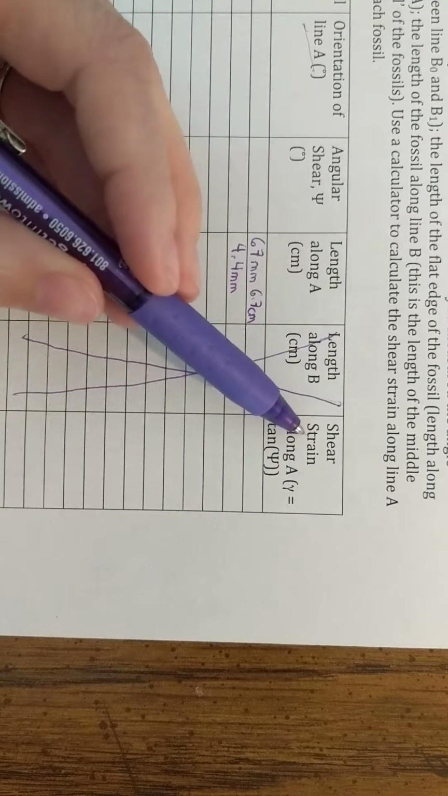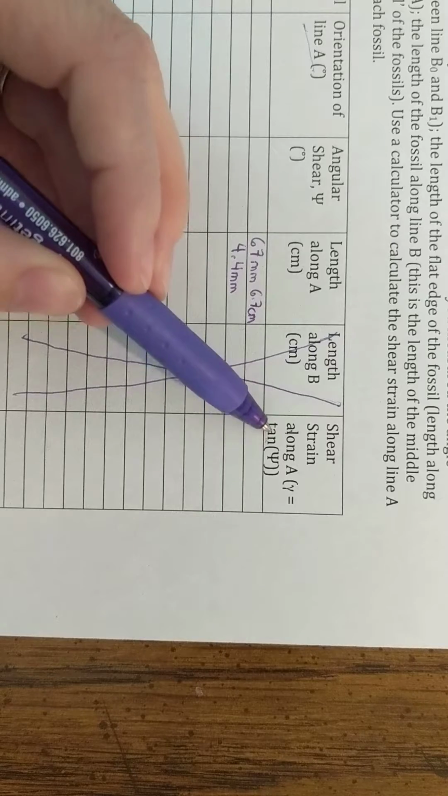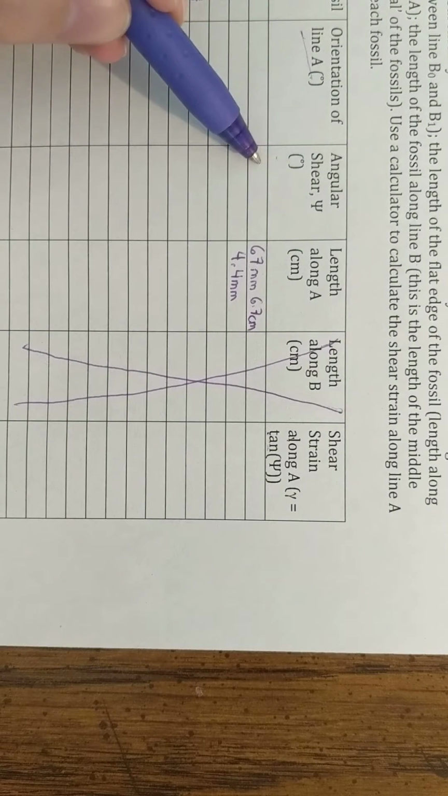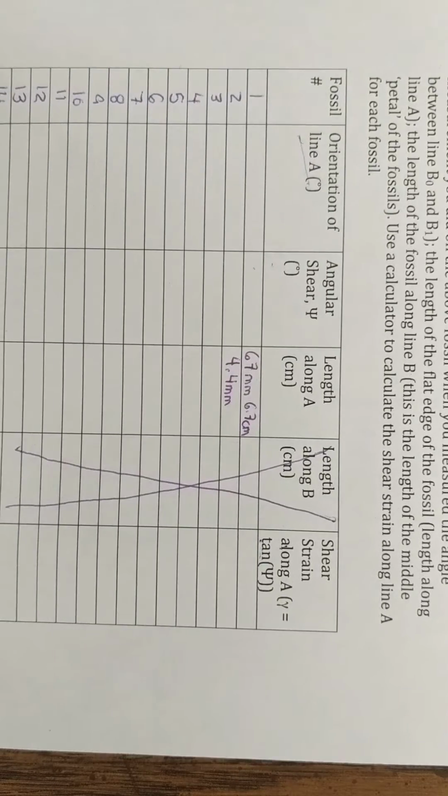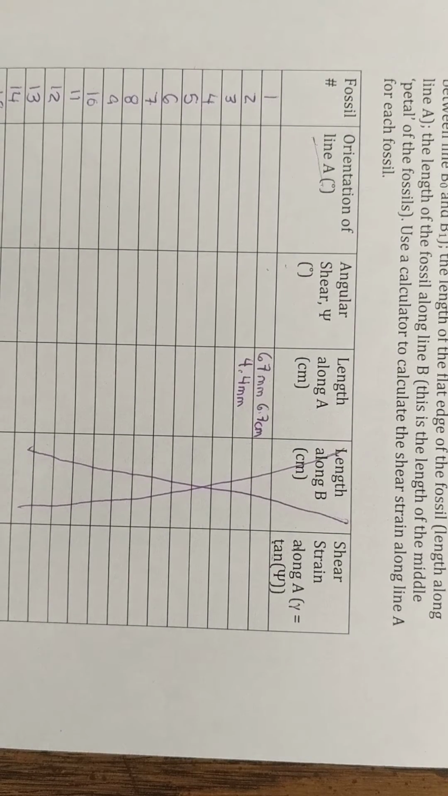We don't need this for any part of this assignment, so don't do length along B. And your shear strain is something you just calculate. You take the tangent of your angular shear, which you arrived at earlier. So this is how you do part A of the assignment for our shear.